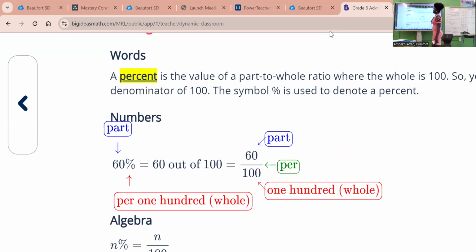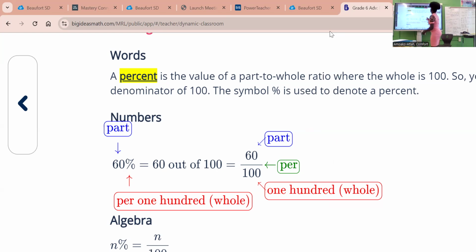So if you have 60%, this means 60 out of 100. 60 becomes the part of whatever you scored, the part becomes the numerator, and 100 becomes the total, the whole thing. Then in algebra, if we have n with a percent sign, it means n over 100. n is a variable, so it represents any number. That is how to write what a percent is. Okay, now you know what a percent means.